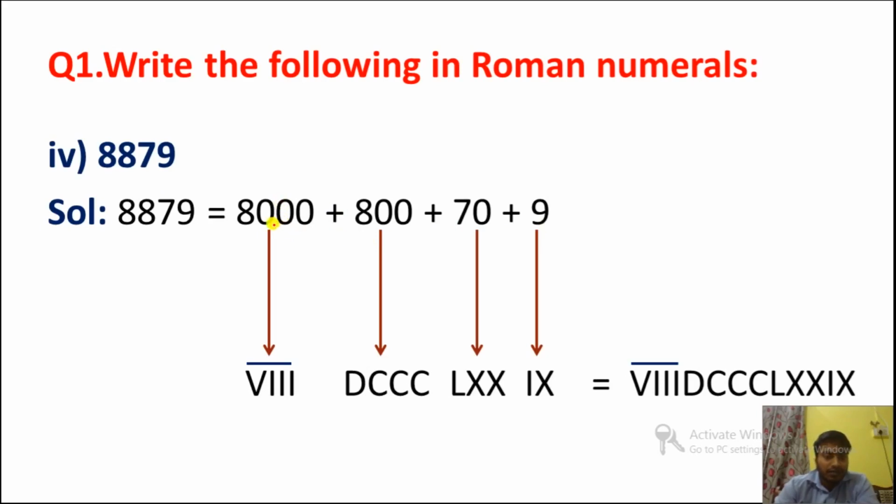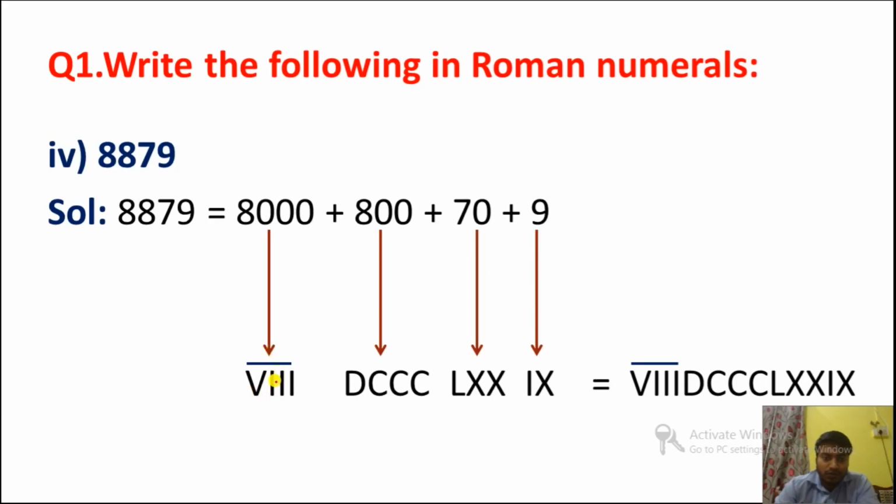Now how will we write 8000? First we have to write 8, and for 8 it is VIII. The value of V is 5 and I is repeating 3 times. That means 1 is multiplied by 3, and we get 3. So 5 plus 3 is 8.